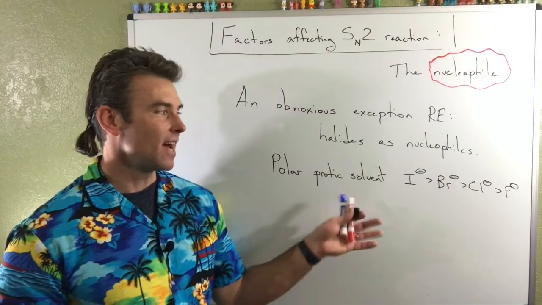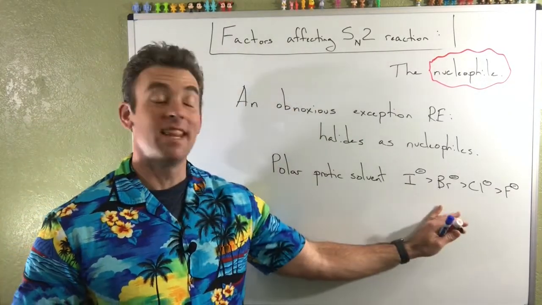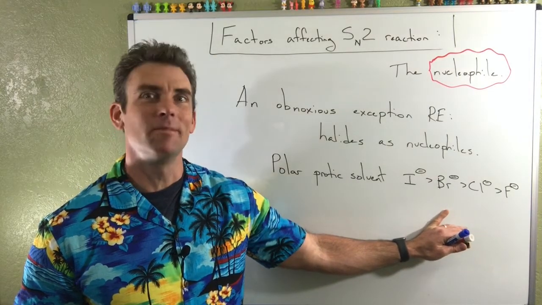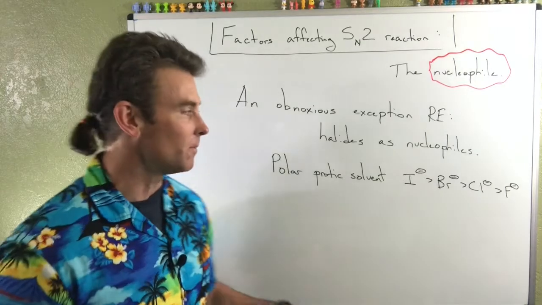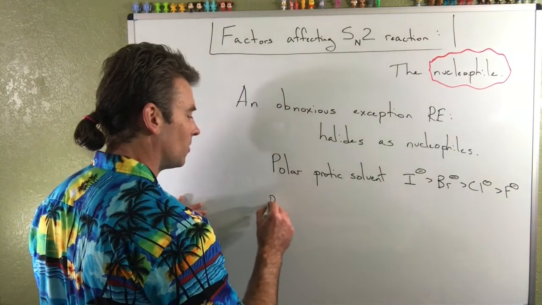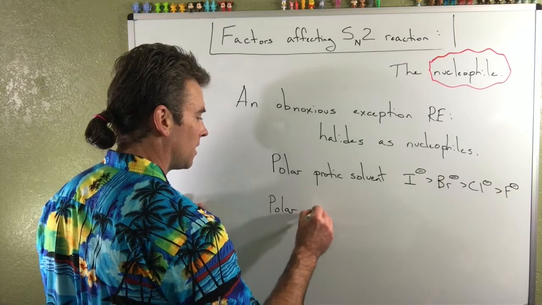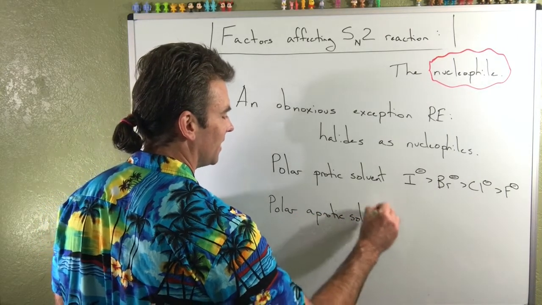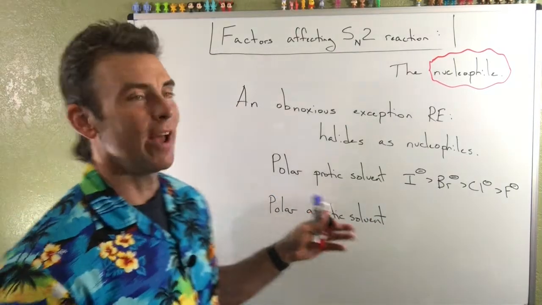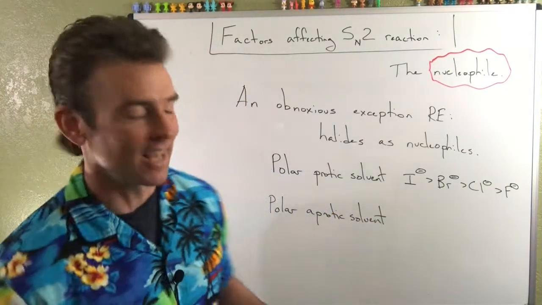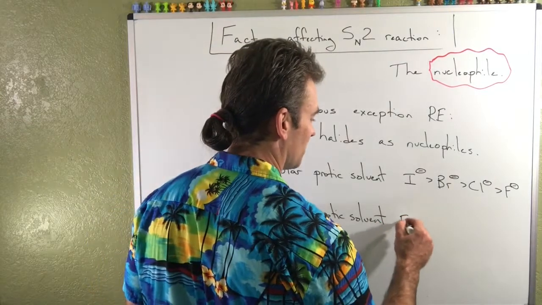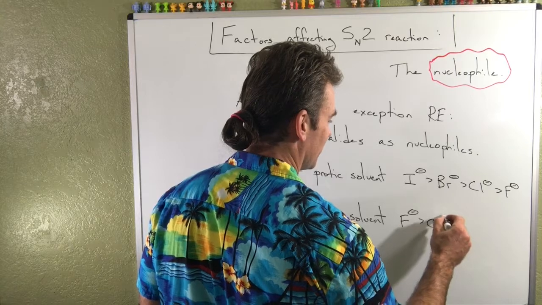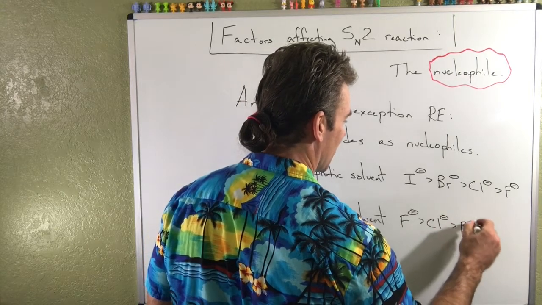Well, even though that is the case and that follows the path of all the other things that we've been talking about in terms of the periodic table, if you are in a polar aprotic solvent, which by the way does happen quite often in organic chemistry, the trend completely reverses. And like I said, the reasons for this have to do with hydrogen bonding. If you're really interested in it, we'll talk about it, but just accept it for now.